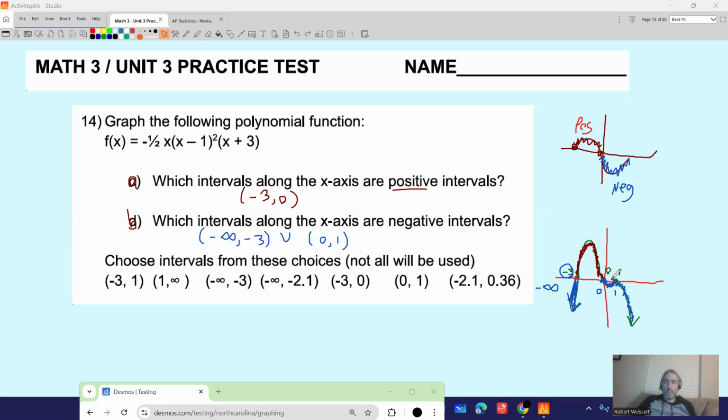Then once it hits the x-axis, it's neither positive or negative. So that's why we need to cut it off. So to the right, it's going from 1 to infinity. That's below the x-axis. So the other interval is going to be 1 to positive infinity. Those are your positive and negative intervals for this graph.